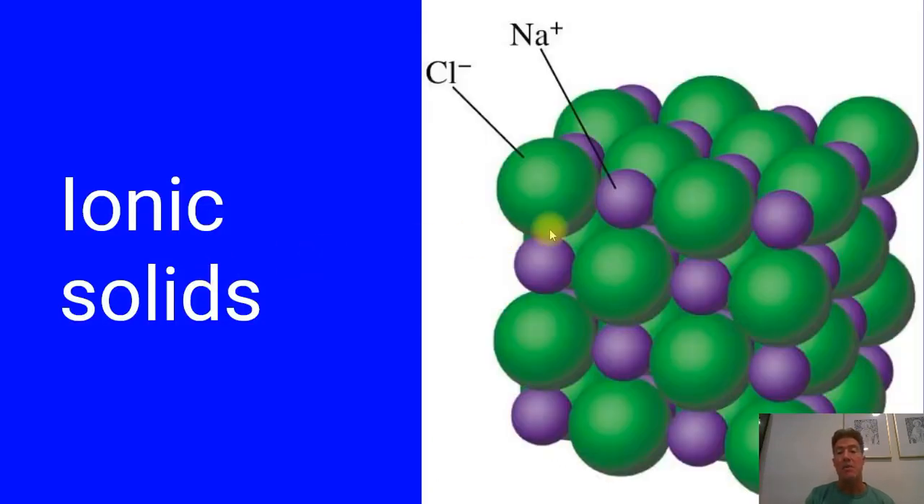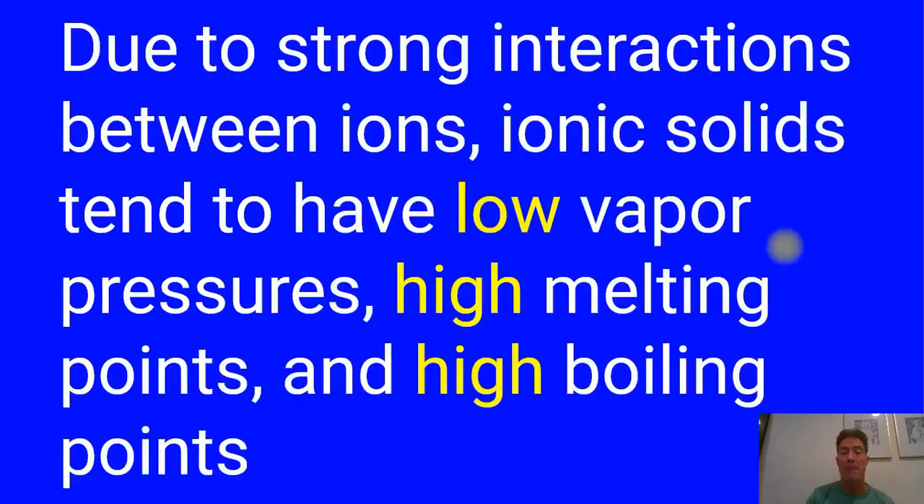Ionic solids, remember, an ionic solid is not a molecule. It's not just one sodium and one chloride. It is the ratio of all the parts, and there's a 1-to-1 ratio. But an ionic solid forms this crystalline array, this rigid lattice network.